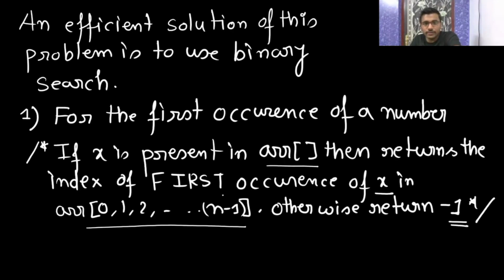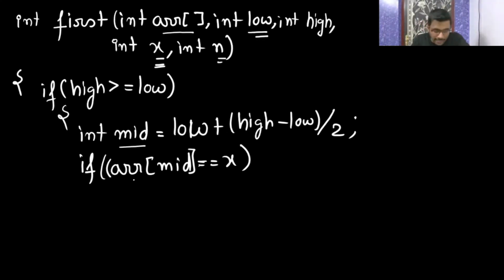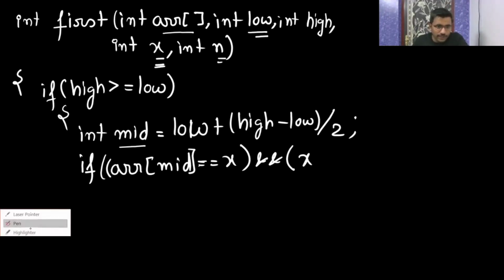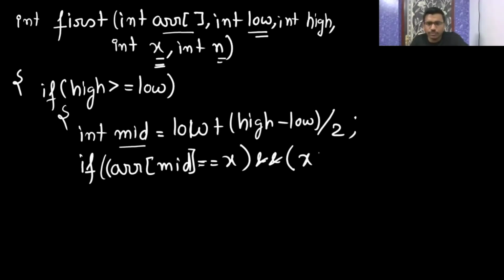So now we will write the code. If array of mid, yeah, we have to look at two cases. If array of mid is equal to x, when it is equal to x, then we have to also check that. So if this is the case, then 1 minute, then mid should be, or let's assume then x should be greater than. What happened?